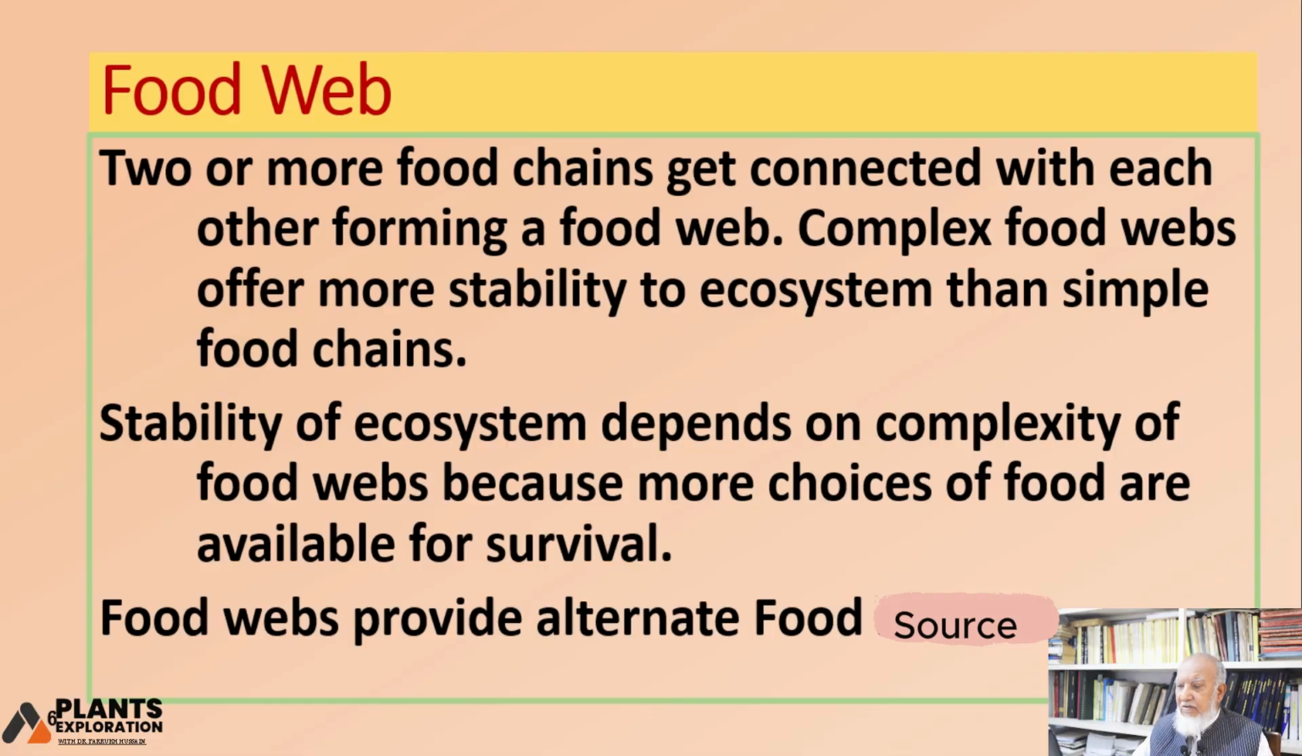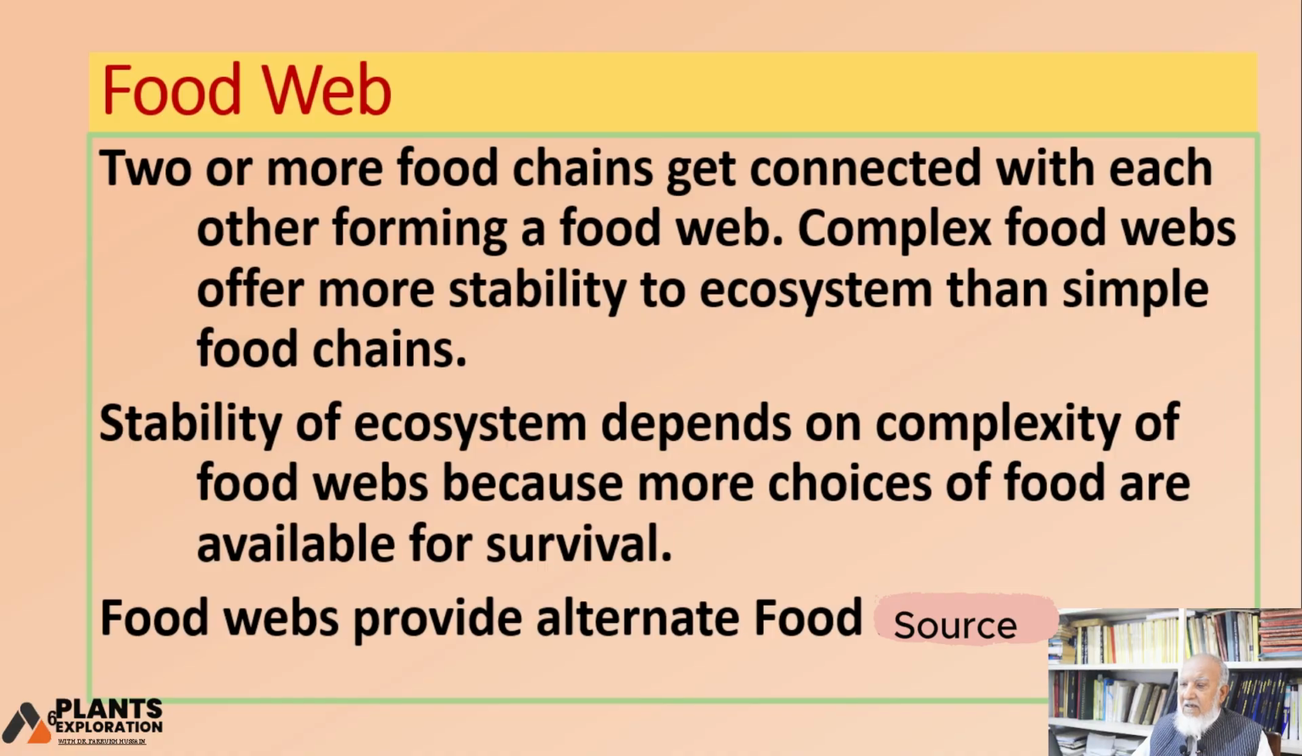Stability of an ecosystem depends on the complexity of the food webs because more choices, sources, and ways of getting food are available for the survival of the organisms. Food webs provide alternate food sources. The spelling here is mistaken, so it is a source.